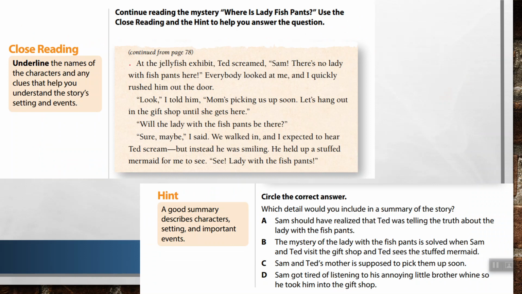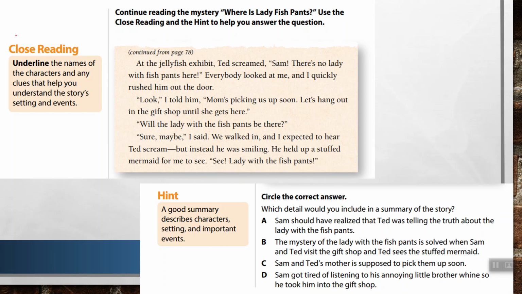At the jellyfish exhibit, Ted screamed, "Sam, there's no lady with fish pants here." Everybody looked at me, and I quickly rushed him out the door. "Look," I told him, "Mom's picking us up soon. Let's hang out in the gift shop until she gets here." "Will the lady with the fish pants be there?" "Sure, maybe," I said. We walked in, and I expected to hear Ted scream, but instead he was smiling. He held up a stuffed mermaid for me to see. "See? Lady with the fish pants."